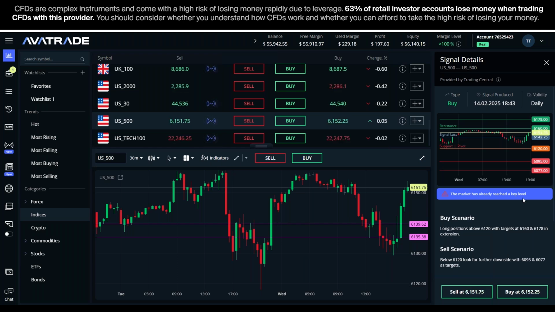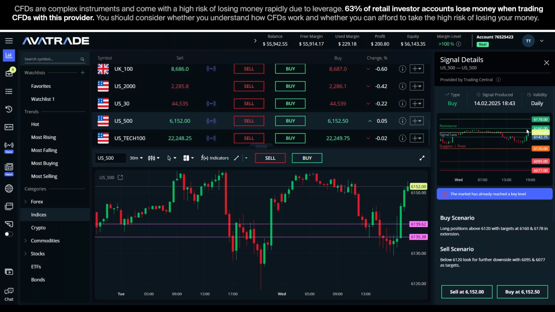Okay, so all right, looking at the signal that's here. US 500 was a buy signal. Looks like it's saying the market has already reached one key level, so it already climbed to the take profit zone. Okay. There was initial dropping today and then a bump back up, so it'll be interesting to look at the chart and see where things stand now.